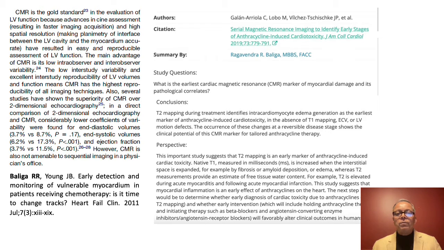Now, native T1, measured in milliseconds, is increased when the interstitial space is expanded, for example by fibrosis or amyloid deposition or edema, whereas T2 measurements provide an estimate of tissue water content. For example, T2 is elevated during acute myocarditis and following acute myocardial infarction. This study suggested that T2 during therapy is the earliest marker of anthracycline-induced cardiomyopathy.